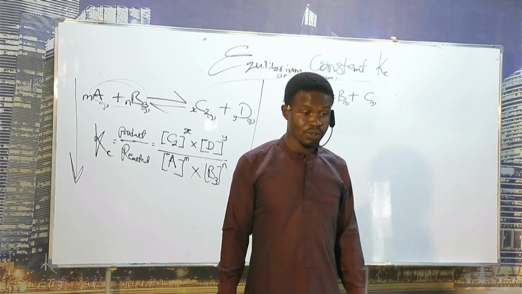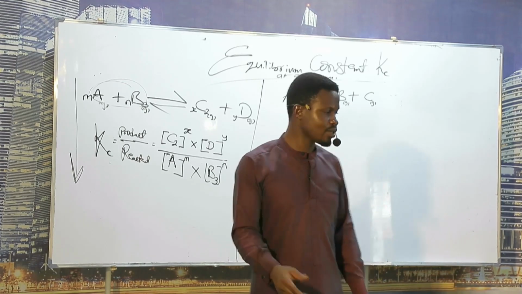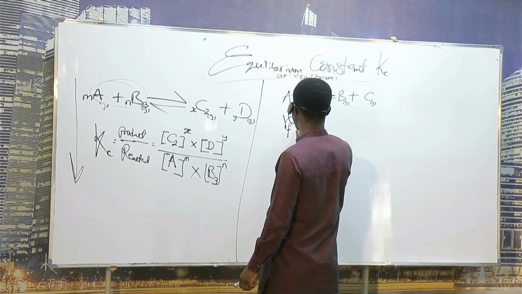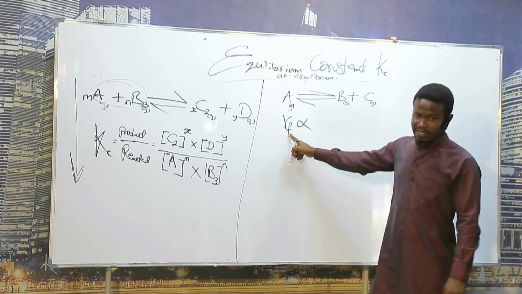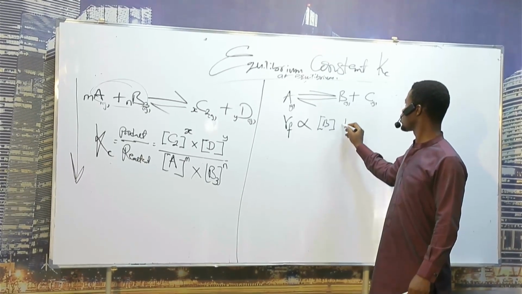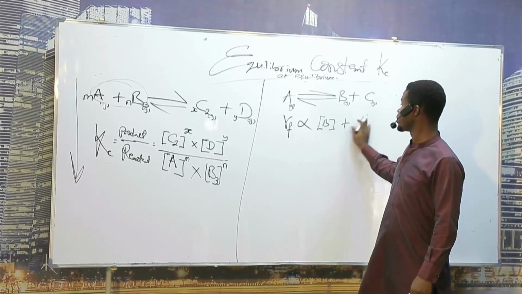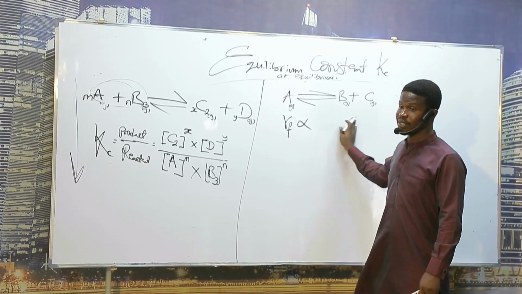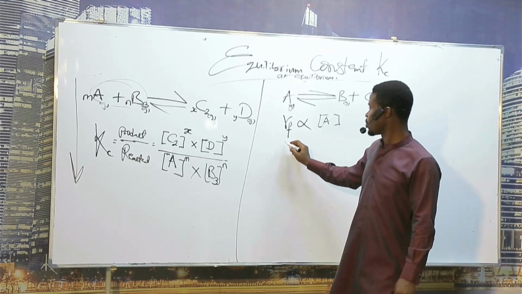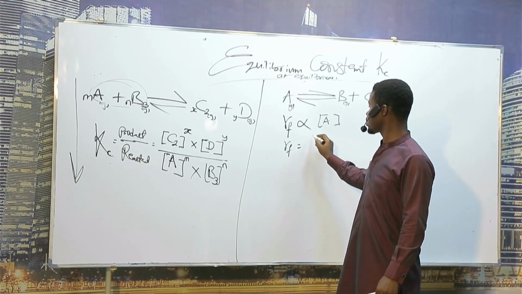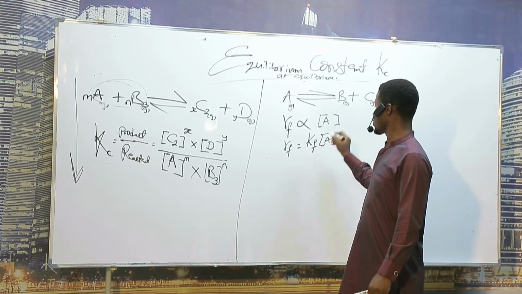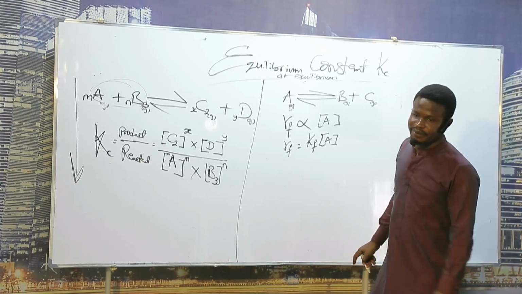Are you confused on what to do? Oh yeah, do it. You start with this, rate for the forward reaction. Start like this: B plus what? Okay, forward. Forward is what? A. So RF will now be what? KF times bracket A. Or you do for the backward.